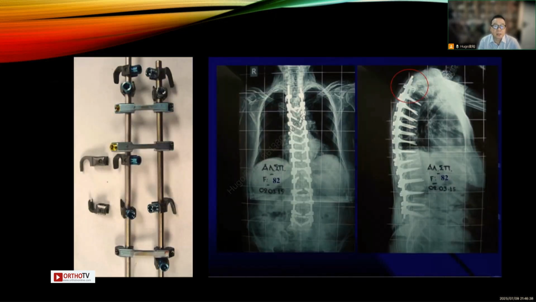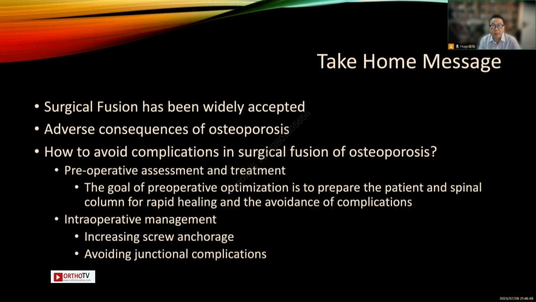And this is a transverse hook to ensure the strength at every point of fixation. So finally, let's have a conclusion. Surgical fusion has been widely accepted. With osteoporosis, there are many adverse consequences. How to avoid complications in the surgical fusion of osteoporosis?